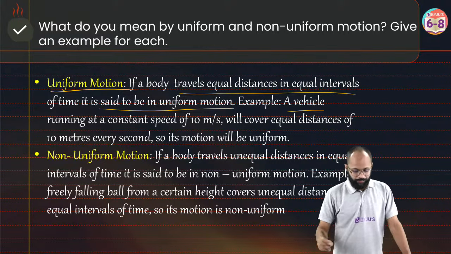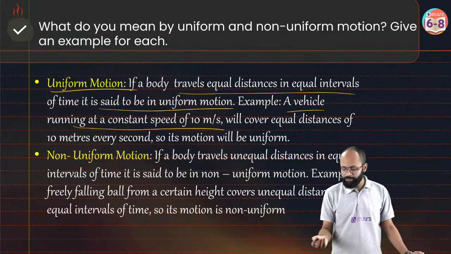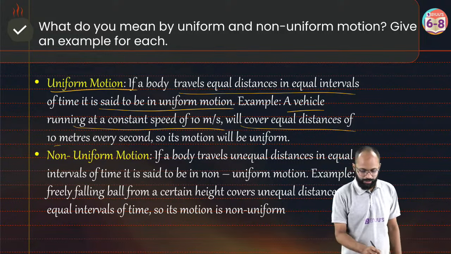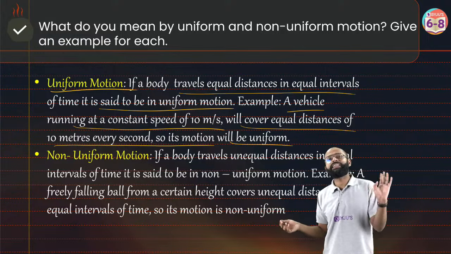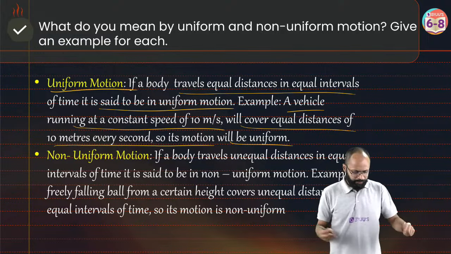Example kya hai? A vehicle running at a constant speed of 10 meter per second will cover equal distances, 10 meters every second, so it is uniform motion. Badiya example. Tumne samjha hi diya. Value leke samjha diya. That's easy.